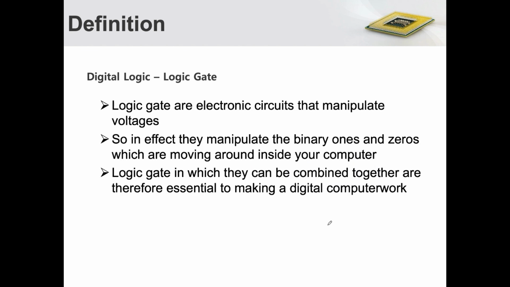Before you go into the basics, you need to know what is a logic gate. So a logic gate is basically an electronic circuit that manipulates the voltages. In fact, they manipulate the binary 1 and 0, because a computer basically runs on programming, which is related to the language of binary, 1s and 0s moving around inside your computer. Of course, logic gates, which can be combined together, are therefore essential to making a digital computer work.